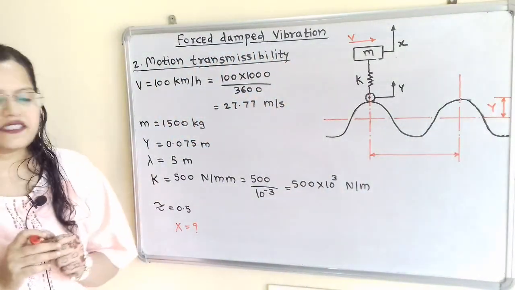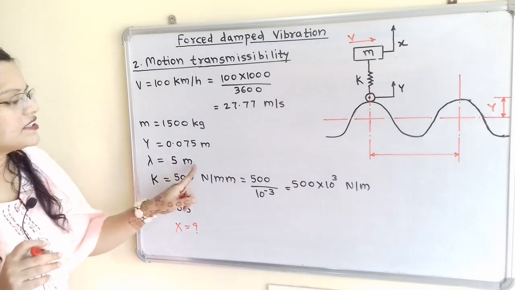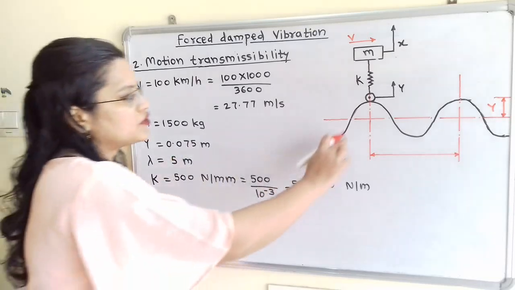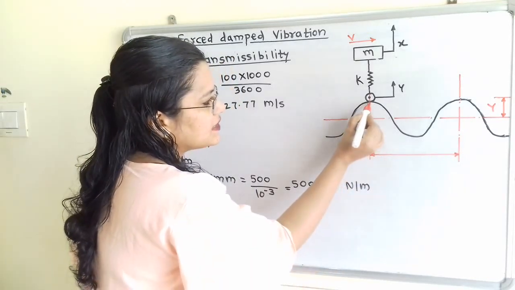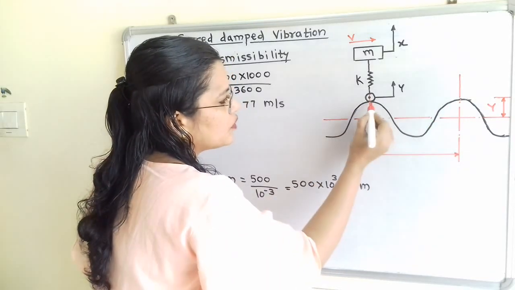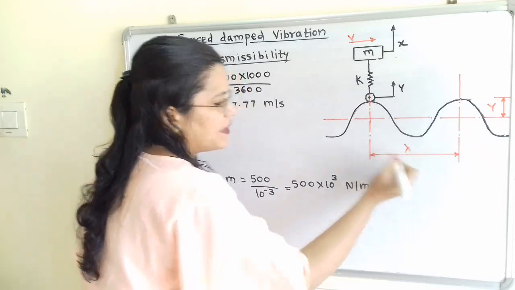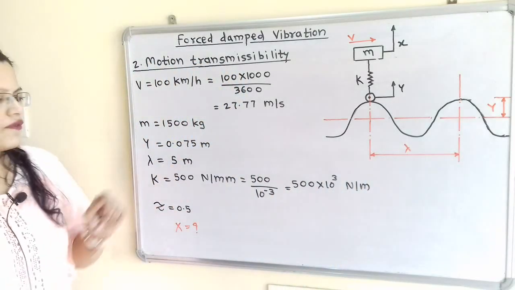Now the wavelength is also given. So the wavelength is 5 meter. For this sinusoidal base we have to show the wavelength, that is the distance between these two upper points, that is lambda, which is equal to 5 meter.